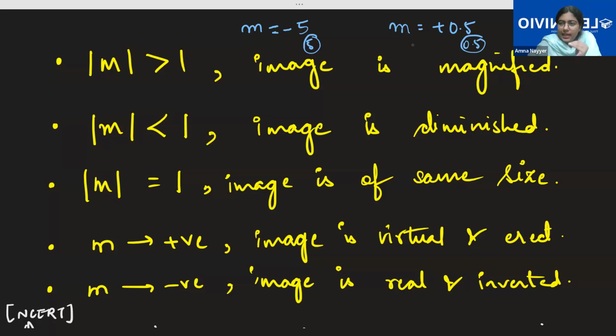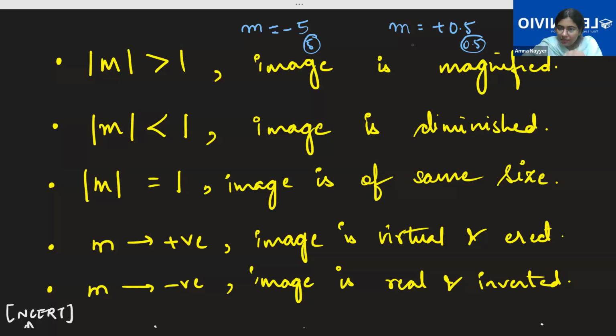If it is less than 1, it means the image is smaller, diminished. If the magnitude is equal to 1, the image is exactly of the same size. And if it is greater than 1, then it is an enlarged image. This is how you are going to check. Forget the signs, because -5 will be less than 1, and 5 is greater than 1, so your answer will be exactly opposite. So you just have to take the magnitude of the magnification.